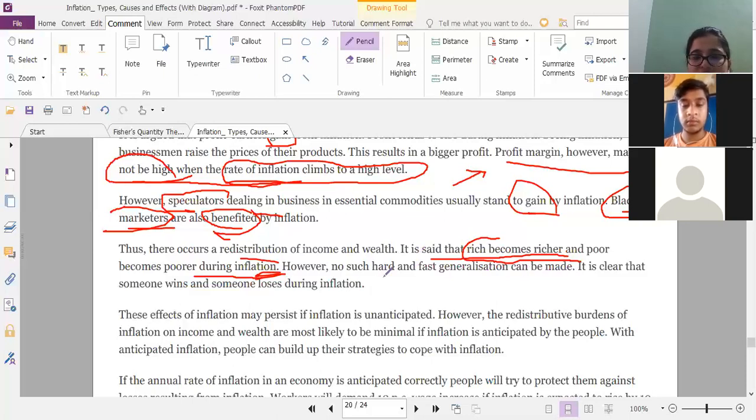However, no such hard and fast generalization can be made. We cannot generalize this. There can be some rich people who can be at loss, and some poor people who can be at gain. There are some exceptions, is what we can say.